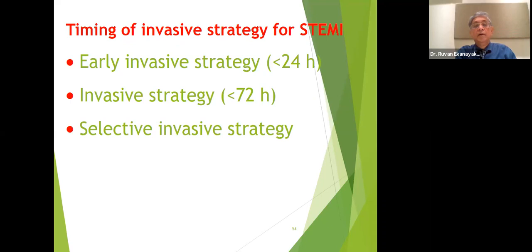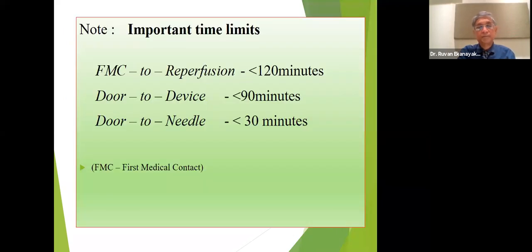Now, timing of invasive strategy. The early invasive strategy is where you can do it within 24 hours. The invasive strategy is less than 72 hours, and the selective invasive strategy is after 72 hours. Remember these important time limits. FMC, the first medical contact to reperfusion, must be less than 120 minutes, that is 2 hours. The first medical contact to reperfusion is less than 120 minutes.